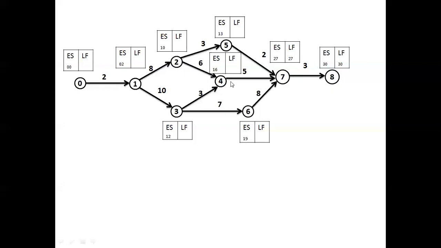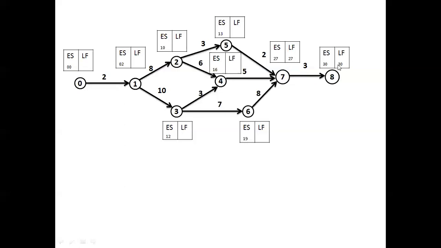Similarly for 4 to 7 also. You just see here, the earliest start time for 4 to 7 is 16. It starts on the 16th day, but it takes 5 days for processing. It means 16 plus 5 is 21. It will complete on 21. Even if it consumes more than 5, it doesn't make any difference in the completion of the entire project.